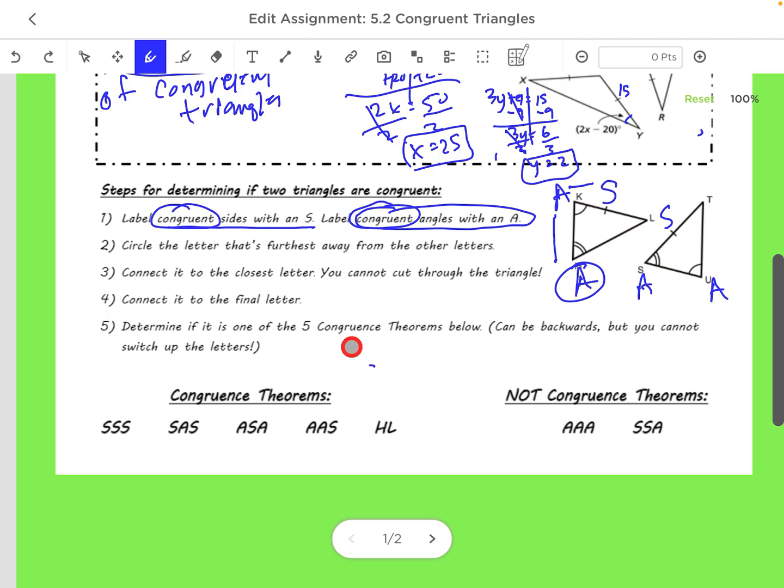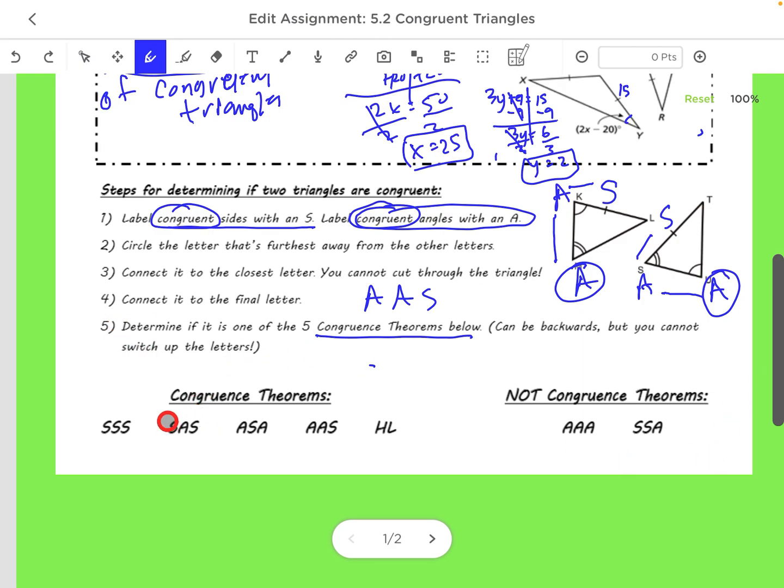Determine if it's one of the five congruence theorems below. So this one is A, S, right? And I could have done it on this one too. It didn't matter if I did this one or this one. So this one, I would have circled the farthest one, which is A. Then I would have said A, and then S.